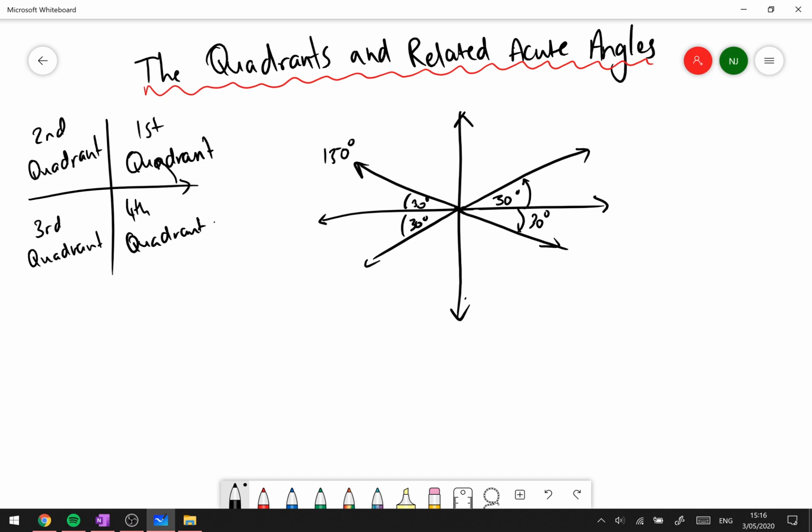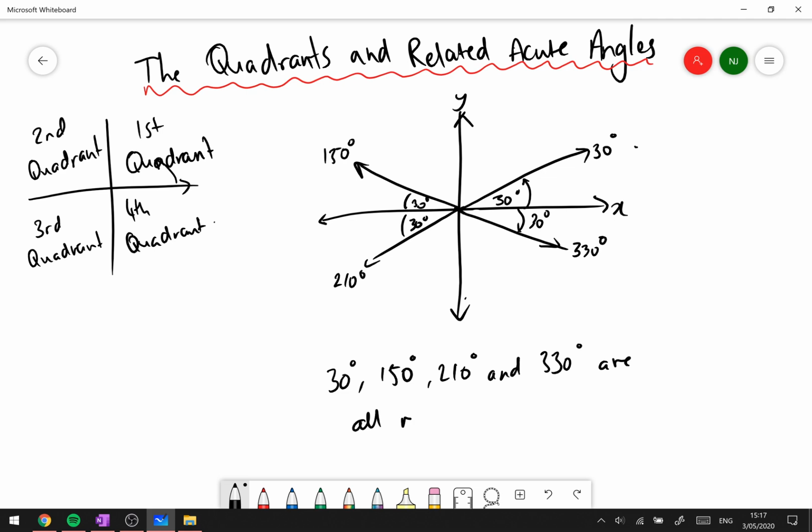It is 30 degrees after 180 degrees, which is 210 degrees. And it is also 30 degrees before the 360, or 330 degrees, okay? So 30 degrees, 150 degrees, 210 degrees, and 330 degrees are all related angles.